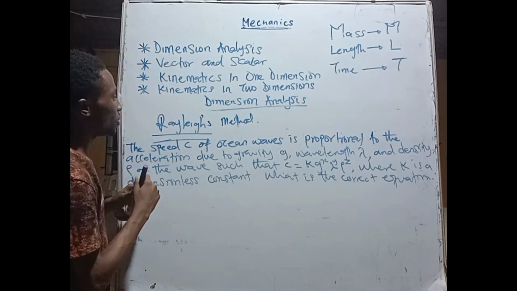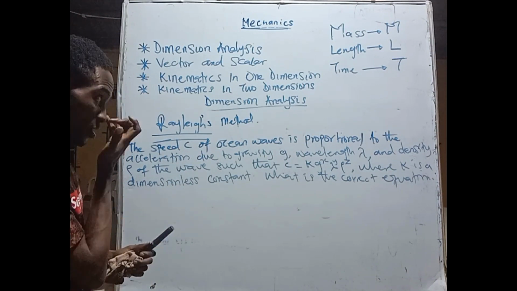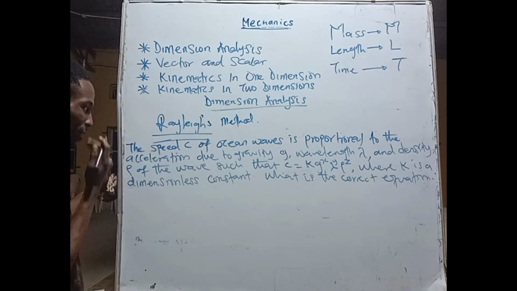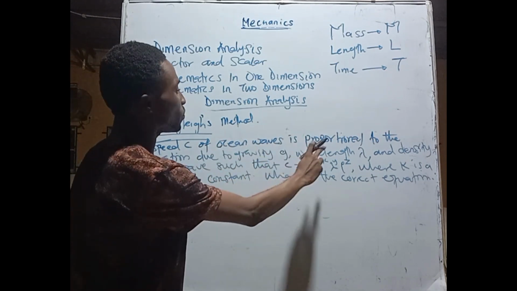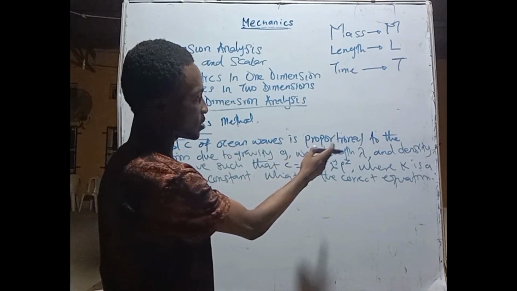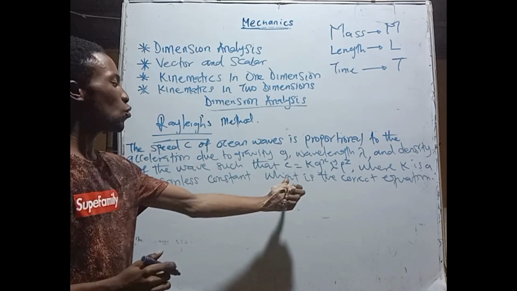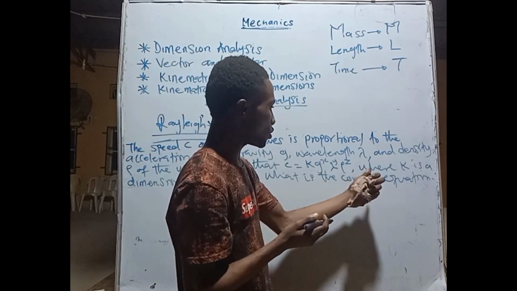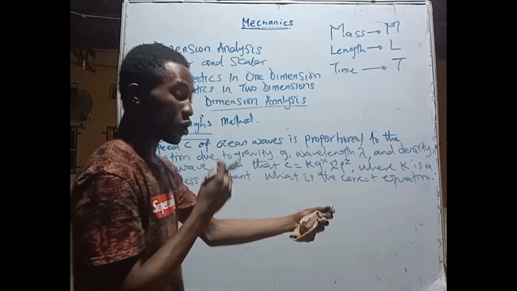Alright. We are using Rayleigh's method to solve the question here, so as to get the correct equation for the formula. The speed c of ocean waves is proportional to the acceleration due to gravity g, wavelength lambda, and density rho of the wave, such that c equals k g raised to power x, lambda raised to power y, rho raised to power z, where k is a dimensionless constant. What is the correct equation?